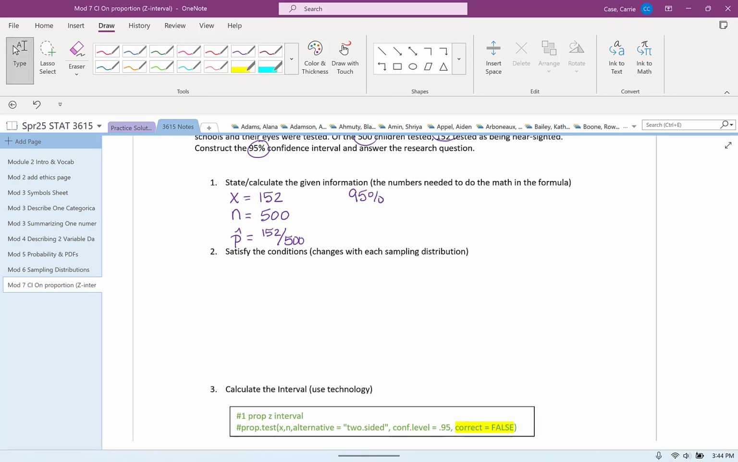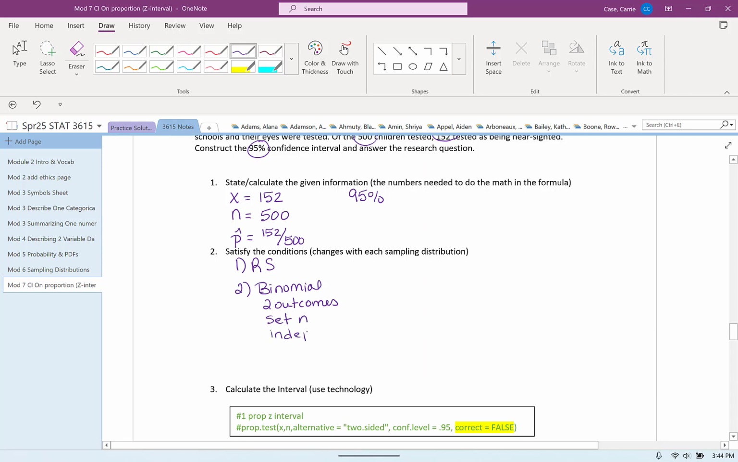And then step 2 is to satisfy our conditions. And remember, our conditions are 1, random sample, and I'm just going to write RS. 2 is binomial. And for the binomial, we have to have 2 outcomes. We have to have a set sample size. And we have to have independent trials.